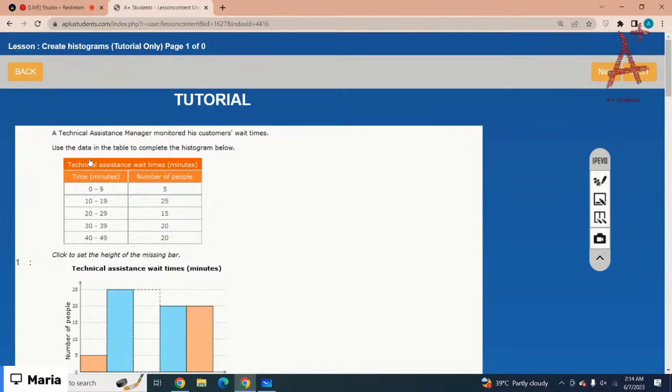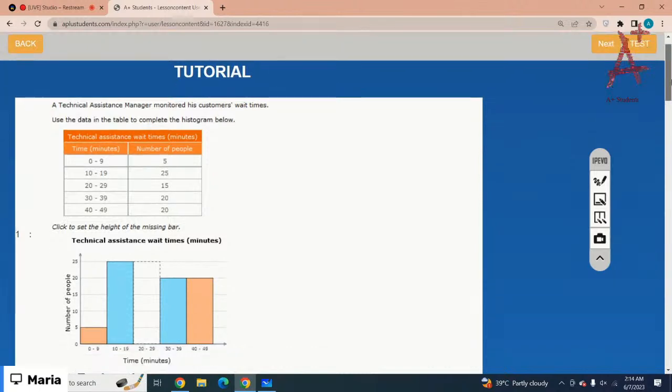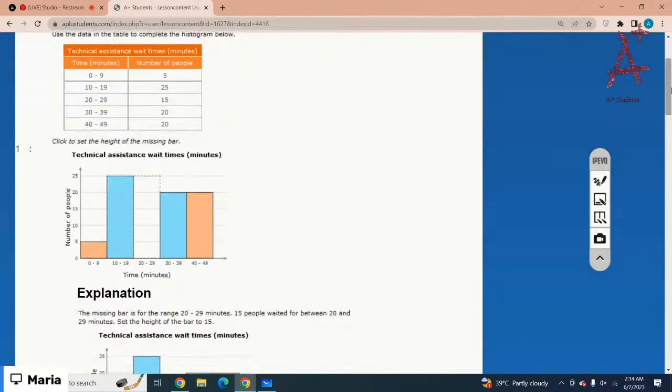A technical assistant manager monitored his customers' wait times. Use the data in the table to complete the histogram below. You're given a table that has the columns time and number of people. Click to set the height of the missing bar. Basically, you have to match the table and the graph and put in the missing value. Got it? You can see from 0 to 9, the time 0 to 9 has 5 people. Here you have 5. Then from 10 to 19, you have 25. Here you have 10 to 19, it matches 25.